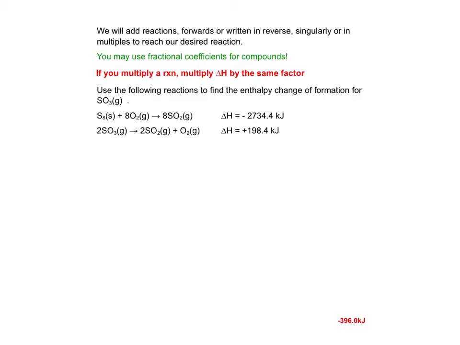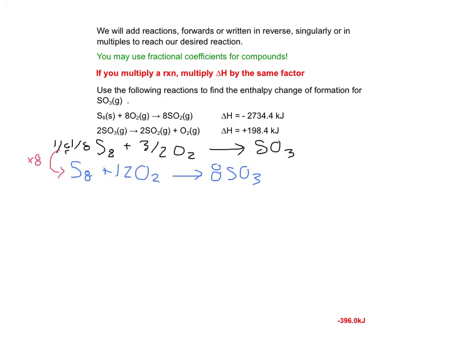Okay, so in the last example, all we had to do was flip reactions after we've formed them to make our desired reaction. In this case, I didn't actually give you my desired reaction. I said use the following reactions to find the enthalpy change of formation for SO3. So what we need to do is write out the formation reaction for SO3. All right, so in my first reaction here, you can see that 1/8 S8 plus 3/2 O2 makes 1 SO3. But that's a little confusing because there's a lot of fractions involved.